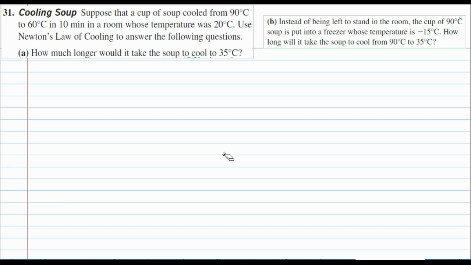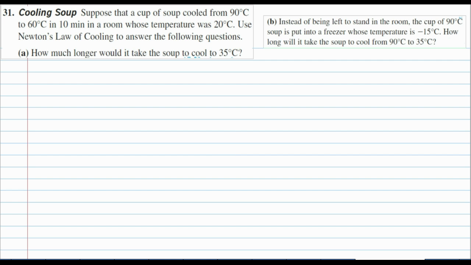So again, Newton's law of cooling came from his observation that the rate that an object's temperature changes at any given time is proportional to the difference between the temperature and that of the surrounding stuff that it's in, the surrounding medium. Using a negative K is the Newton's law of cooling. It really should apply to warming as well. But anyway, how much longer would it take the soup to cool to 35 degrees Celsius?